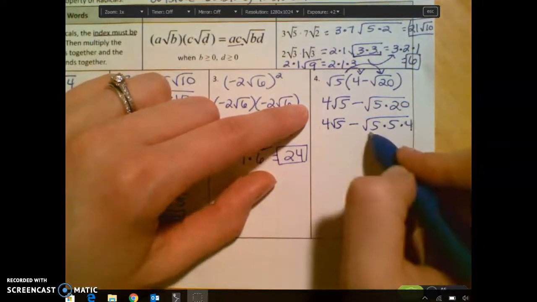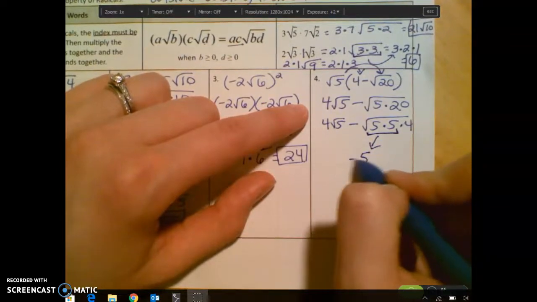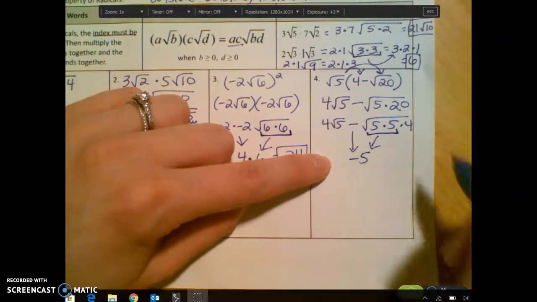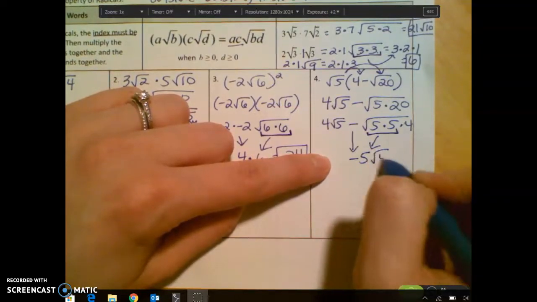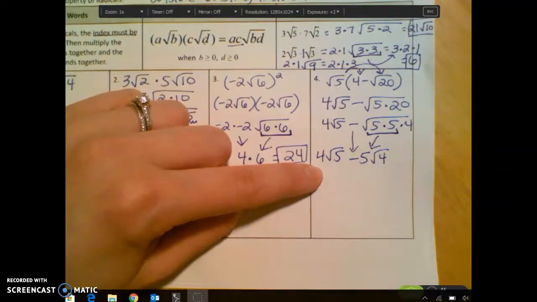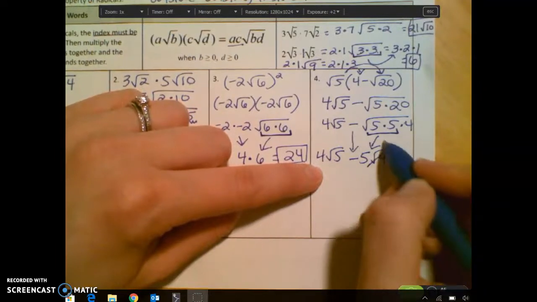Well, I see a pair of numbers. That pair of numbers is 5. So I can bring a 5 to the outside, and then I just brought down that negative sign. And then what's left inside is the square root of 4. I'm going to bring down that 4 root 5. Well, what do we see here? What's the square root of 4? The square root of 4 is 2.